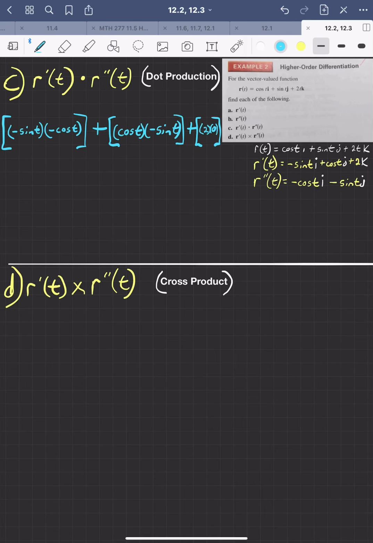All right, well, let's go ahead and multiply this out. We end up with, well, negative and a negative is positive, so this is just sine t cosine t. And then we have a negative and a positive, so that's going to be minus cosine t sine t.